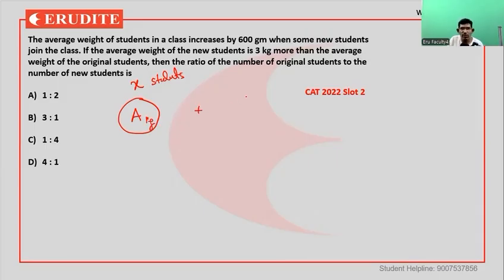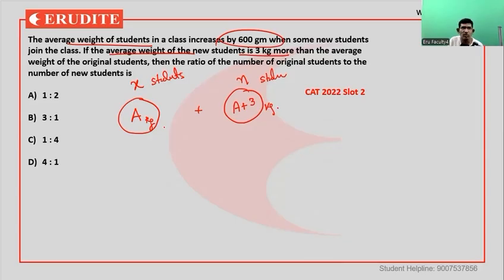Now, with this, you are adding a new group of students. So let's say there are n students in the new group, and their average weight is 3 kg more. That means the new average is A plus 3 kg. So the kg is important. The units are important. Now, what's the overall average of the whole group?